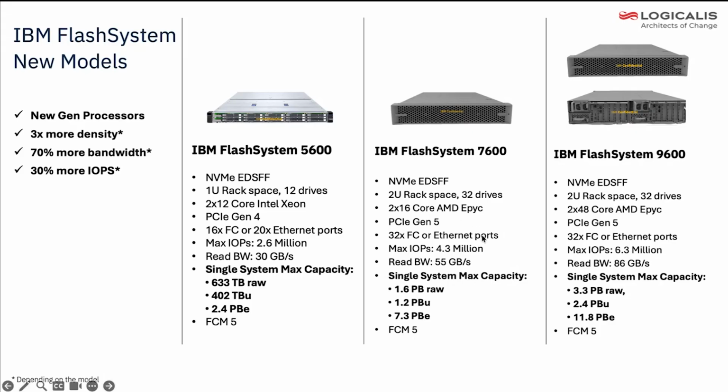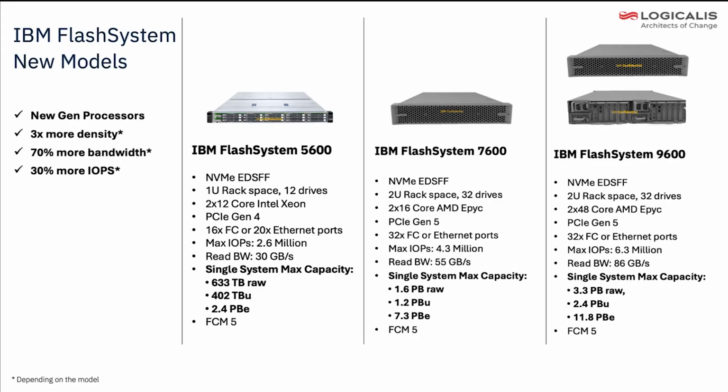The 7600 then goes up to 7.3 petabytes of effective capacity in 2U rack space, and the 9600, which doubles its performance from the 7600, is up to 11.8 petabytes in effective capacity. Extremely dense, extremely highly performant, and I just wanted to put these up there so you all had access to the newest models.